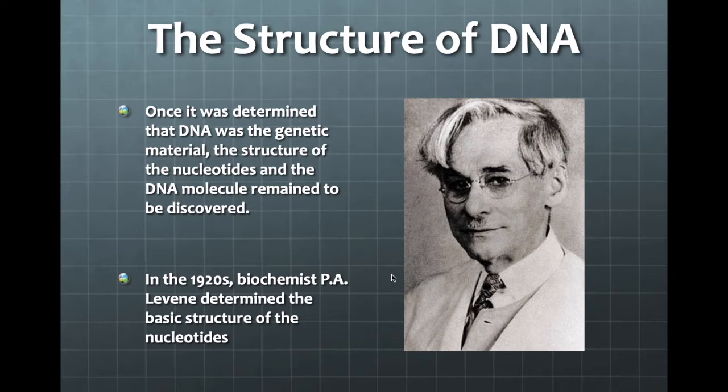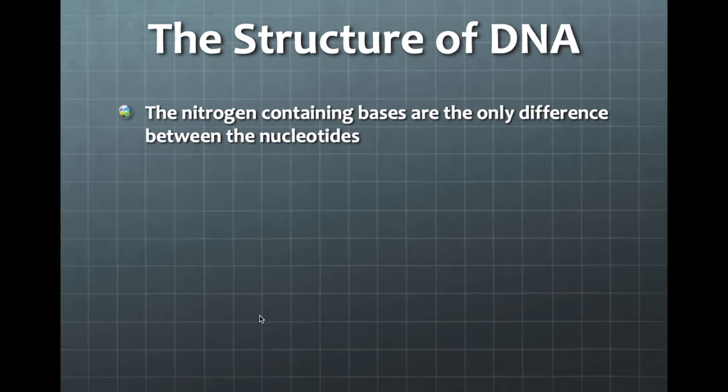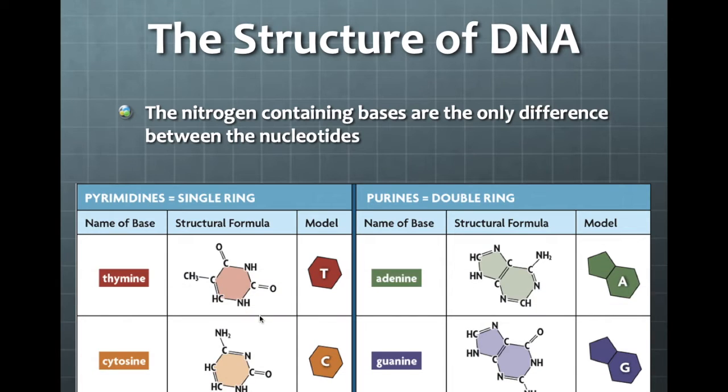So we figured out what makes up DNA, but we didn't understand the structure of DNA. Levene determined the basic structure of nucleotides in the 1920s, and he found that they are made up of a phosphate group, a sugar, and a nitrogen-containing base. One of the biggest differences between DNA and RNA is that DNA contains deoxyribose sugar, while RNA contains ribose sugar, hence deoxyribose nucleic acid and ribose nucleic acid. Nitrogen-containing bases are the only difference between the nucleotides.